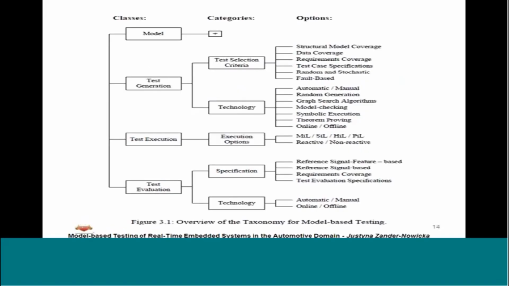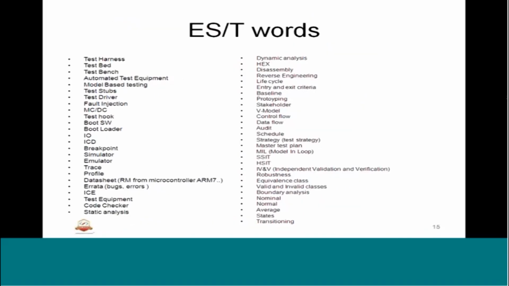Then we listed out the classes that are required for the test model, like the model itself, test generation, test execution, test evaluation, and the categories of those classes, like test selection criteria, technology, execution options, specification, and test technology for evaluation of the tests being carried out, and the options that are there for doing all these activities listed under the categories, which we had also seen.